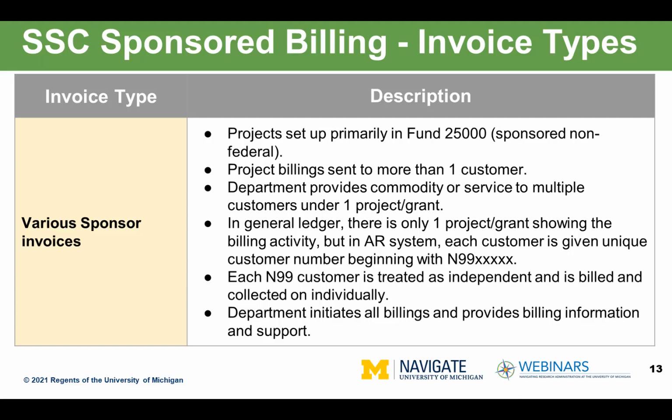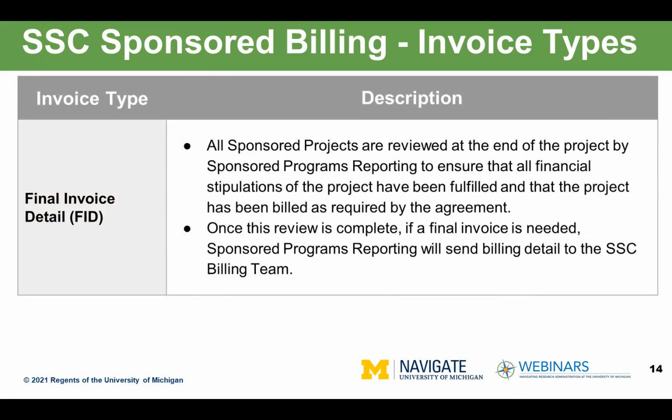We have one more, the final invoice that we send. So these are projects that have ended and you've received the FSR from sponsored programs. You've signed off. All the expenses that are listed in the FSR are correct per our knowledge. These go through sponsored programs. Sponsored programs does a final audit of the project, makes sure everything is allowable. And then we actually send the final invoice detail to SSC and then create a special invoice marked final.